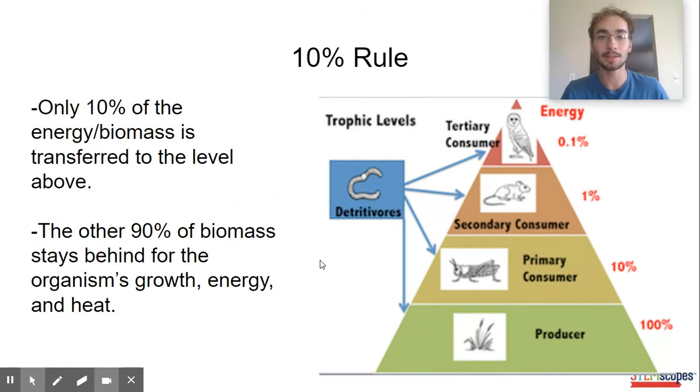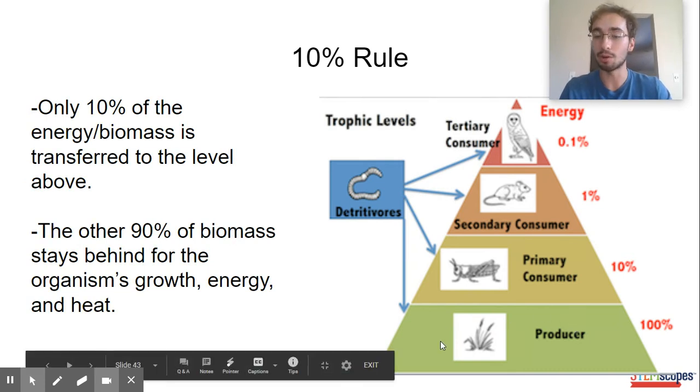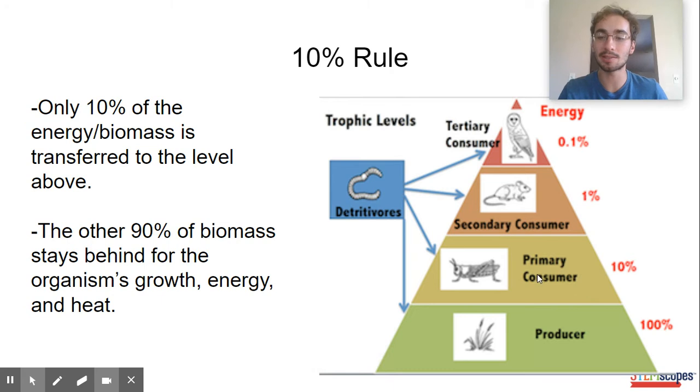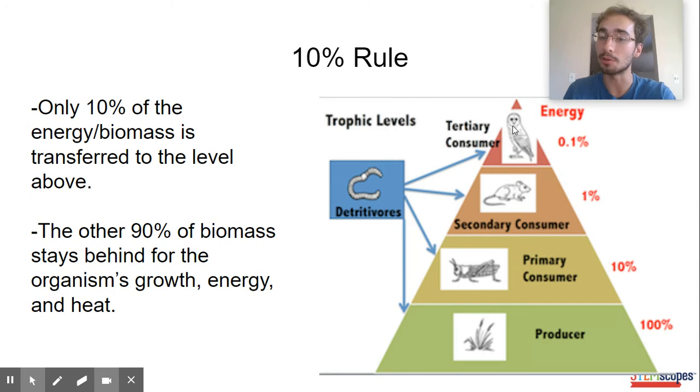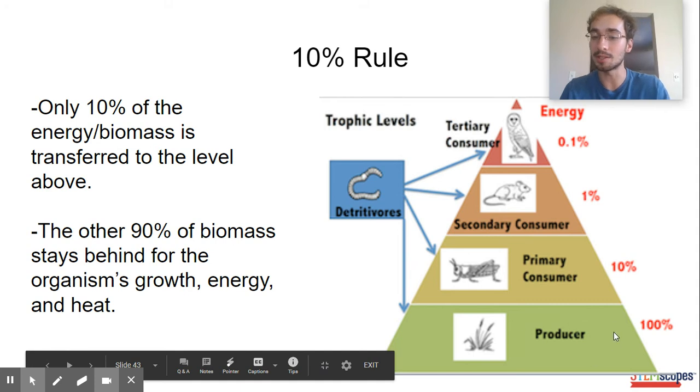Okay, next one. This is the 10% rule. So the 10% rule essentially is that only 10% of what producers make will actually go to the next level. The other 90% stay behind, and plants will use it as growth or energy or heat. And then 10% from the primary consumers will go to the secondary ones, and then 10% from those will go to the owl. So the reason is because not all of the food and energy that we eat actually goes to our body, only 10% does. So that's the 10% rule.